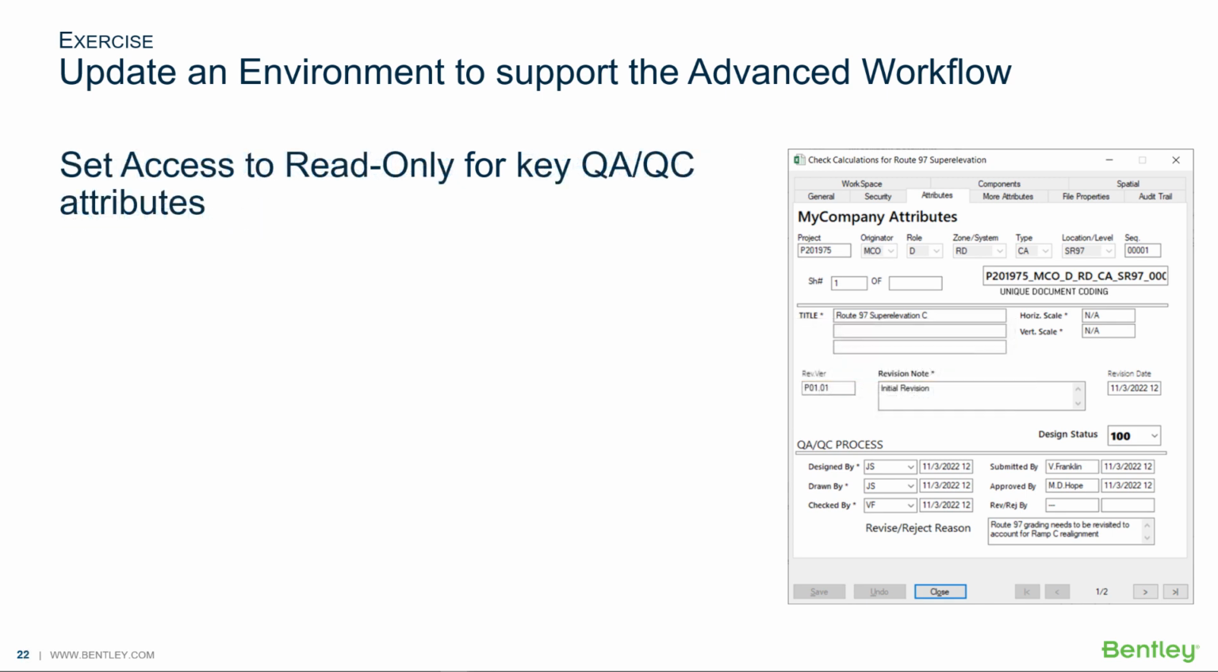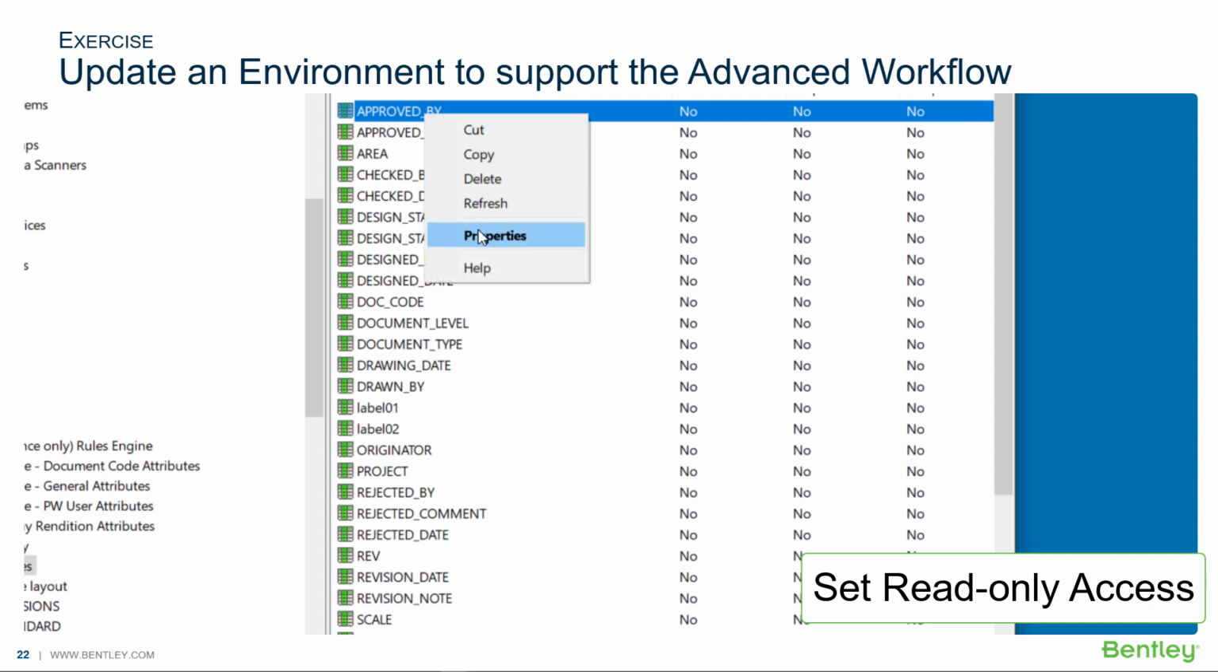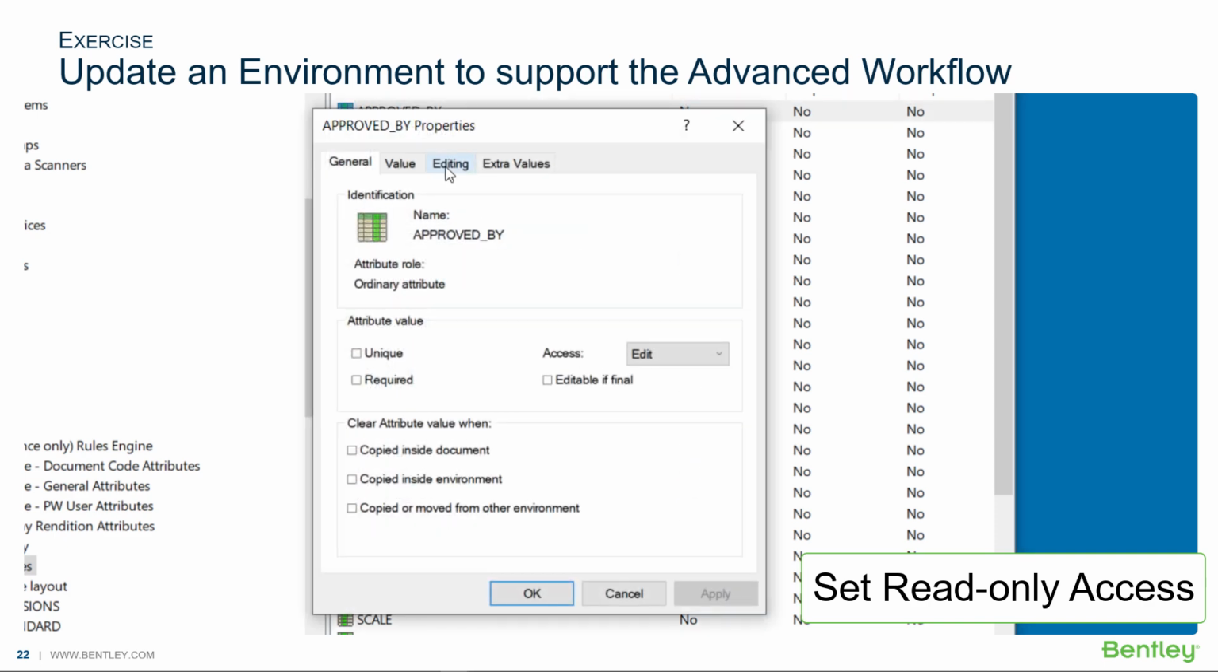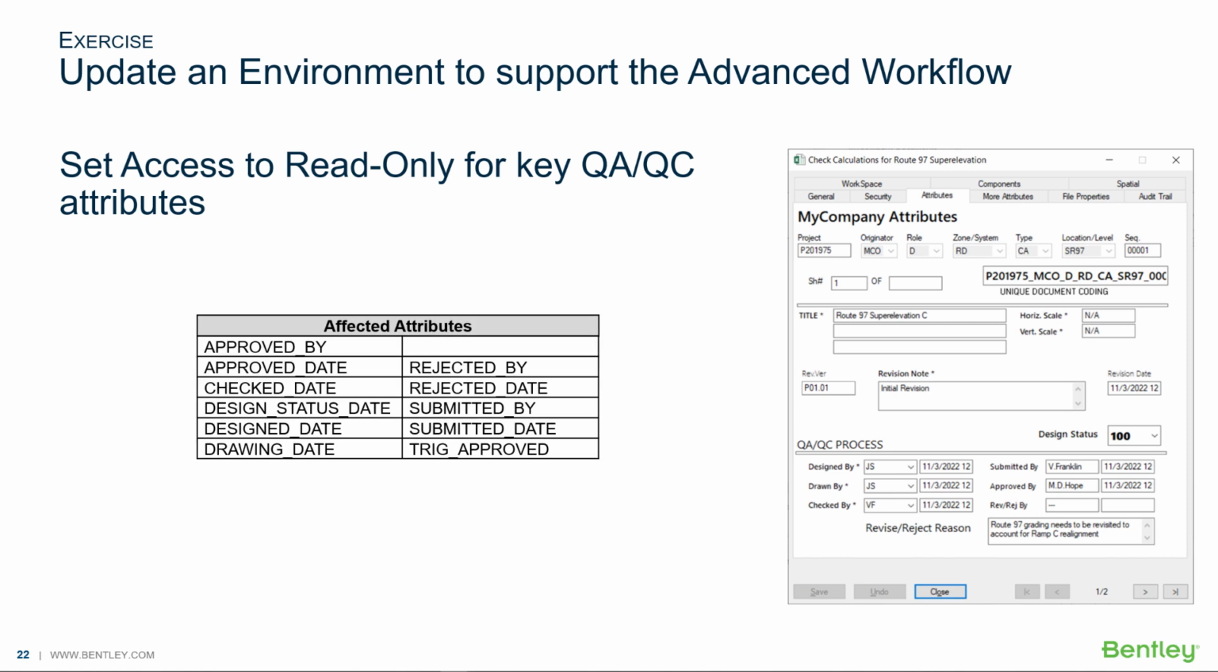Several attributes need to be set to read-only so that the user cannot make edits. The values of these attributes will only be updated using the update conditions you just created or directly by the workflow rules engine. Let's start by configuring the approved by attribute. In ProjectWise Administrator, open the properties for the approved by attribute. On the General tab, in the Attribute Value section, change the access type to read-only. Click OK to save the change and dismiss the Properties dialog. Repeat the process for the attributes denoted in the table.